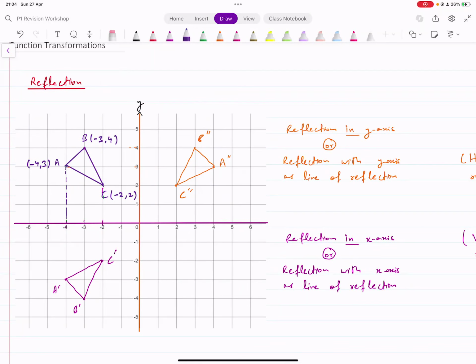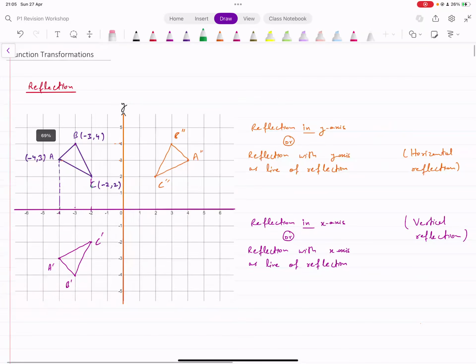So you can either write in the short form. In the short form, you would use the word in. Reflection in y-axis or reflection in x-axis. Or to be safer, you can write it full like this: reflection with y-axis as the line of reflection, or reflection with x-axis as the line of reflection.